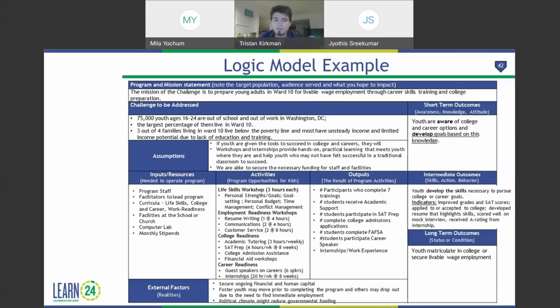And for the longer-term outcomes, they highlight the change in their participants' life conditions that would result from their expected intermediate outcomes. Additionally, they list the necessary assumptions for their program to function as intended, such as their theory of student success and having adequate access to funding. At the bottom, they show the external factors that could negatively affect their program success, such as the possibility of funding reductions and youth dropouts.